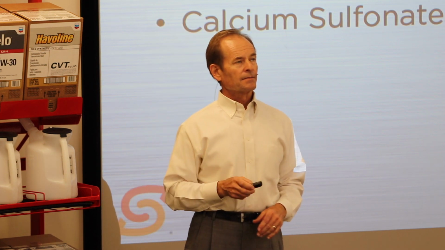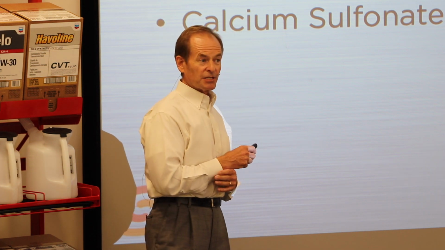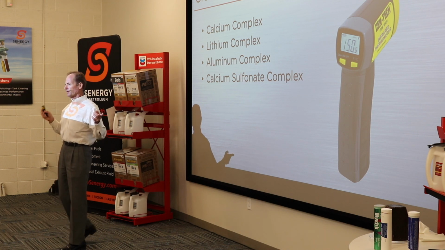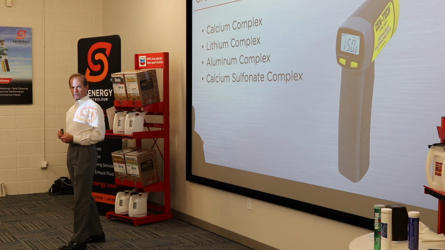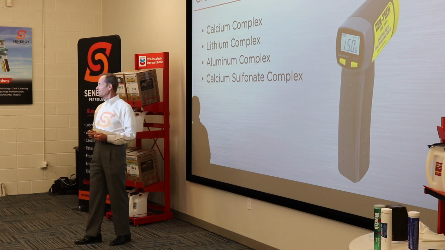Aluminum complexes are great at water resistance and temperature as well. And then there's calcium sulfonate complex. Calcium sulfonate complex greases are really the current greatest thing since sliced bread. In fact, the internal name for the Fuchs version of their top end calcium sulfonate complex grease was Renault BGAT, best grease of all time.